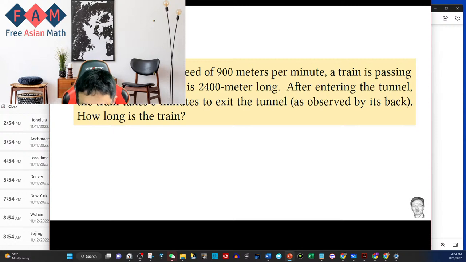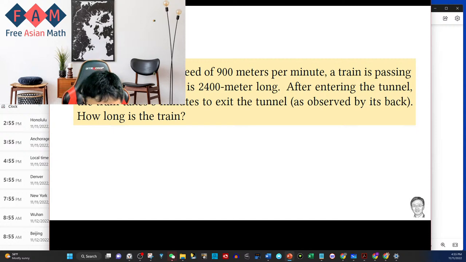Clearly, it's observed by its back. That's what we just mean. How long is the train? Well, this is a quite straightforward word problem. But if you have never done a problem of this nature, it's time to recall what you need to learn or what you need to know. That's just what we discussed.